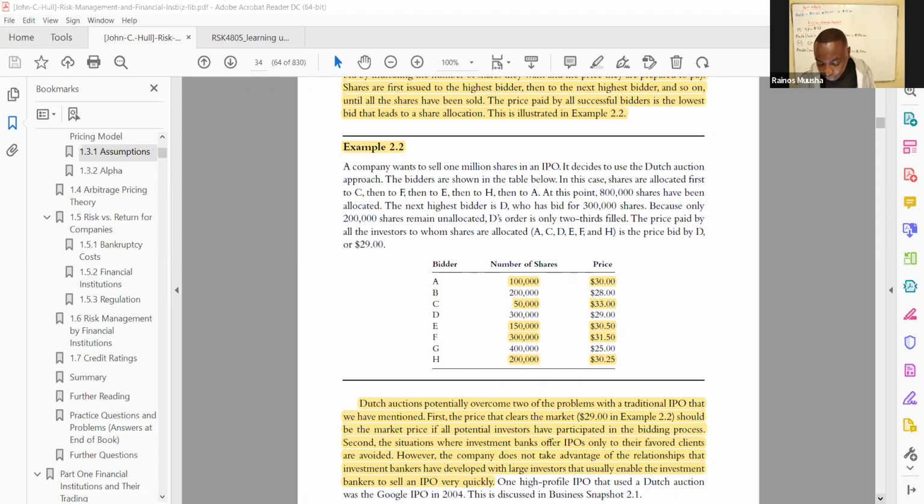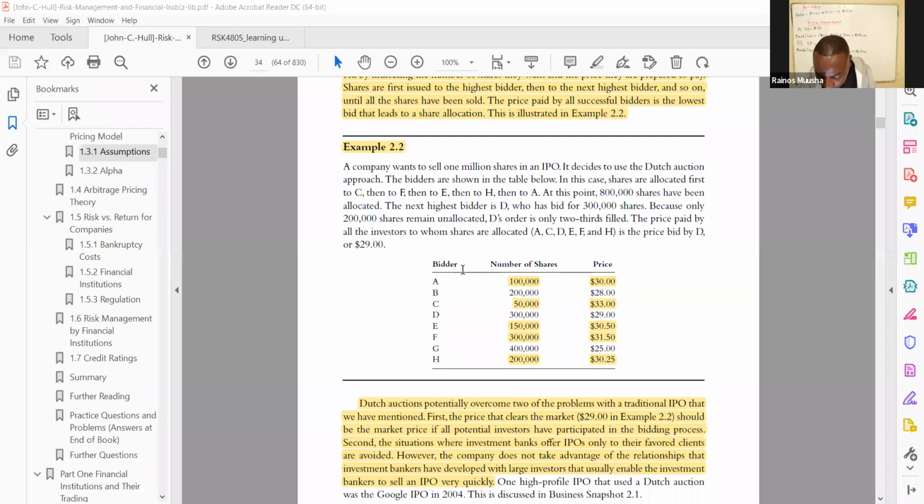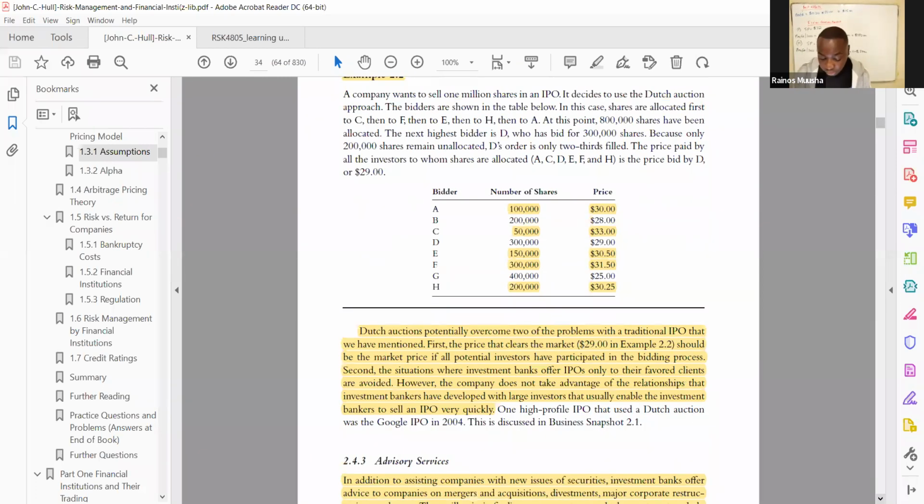Remember, after all is said and done, the bid price that all these investors are going to end up paying is $29. Please make sure that you take note of that as well. So the bid price that all the investors are going to pay is equal to $29.